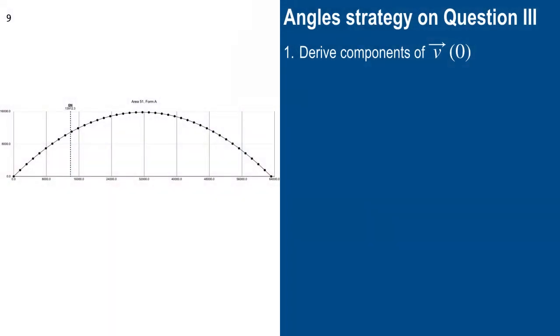So let's review the strategy for question 3, which was the Area 51 problem. Everybody's graded now. Everybody has a score on that. This is a solution over here to the left. We'll look at some larger scale versions of that. The main thing that you wanted to do was, as always, in some kind of ballistic arc, figure out your components of the initial velocity, and then from that, put together the equations of motion.